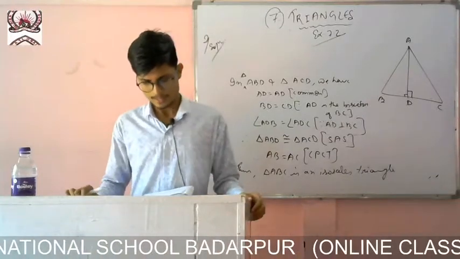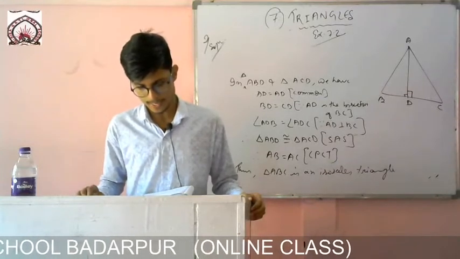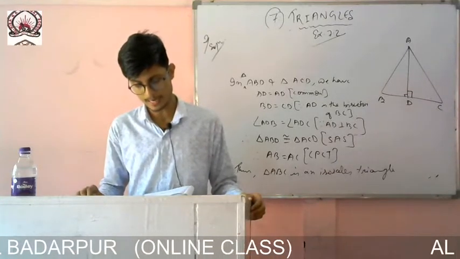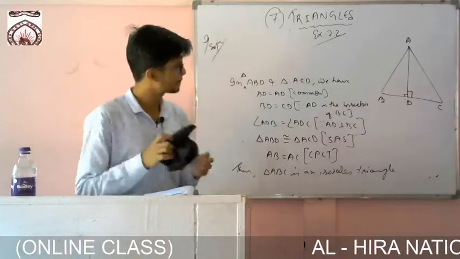It is given ABC is an isosceles triangle in which altitudes BE and CF are drawn to equal sides AC and AB respectively. Show that these altitudes are equal.